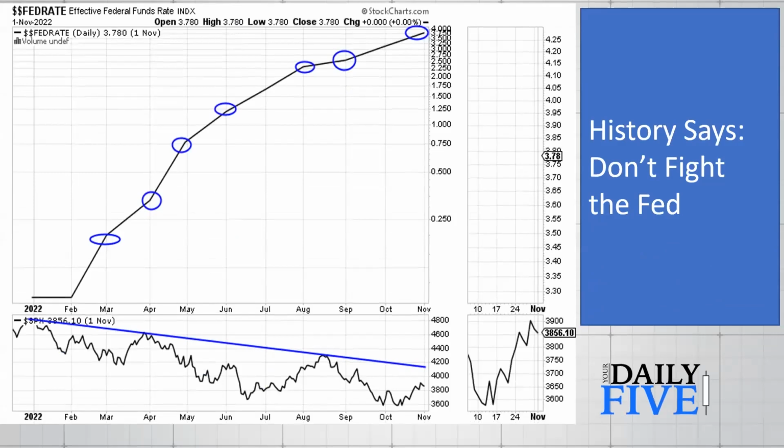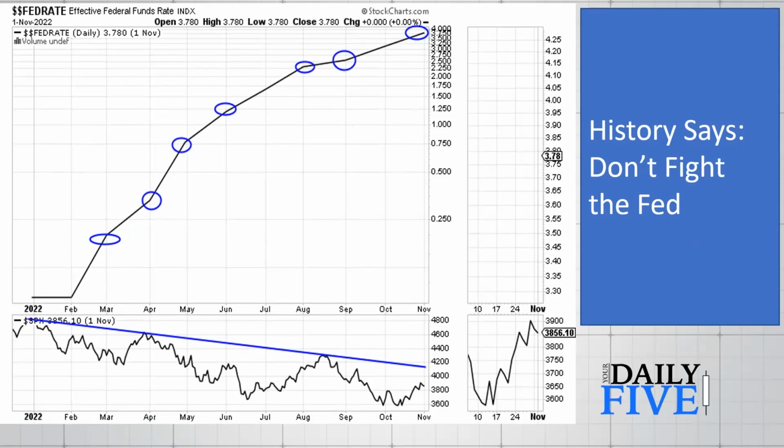First thing we want to do is check out history. And history says don't fight the Fed, and history is absolutely right. This upper chart here is the Fed funds rate in 2022. You see it keeps on rising. This chart down here is the S&P 500, and you see that the S&P 500 drops when the Fed raises interest rates. Everyone knows that.